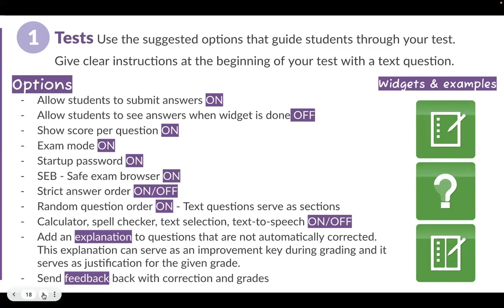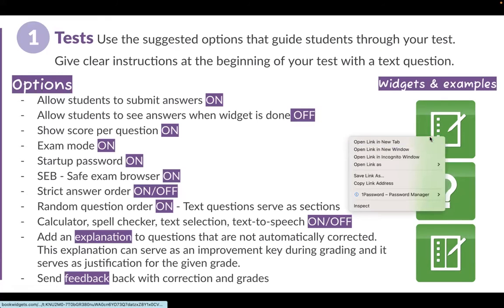You can also randomize your question order and create sections with text questions where the questions between text questions will be randomized. So it kind of creates a nice little pool. You can add an explanation to questions that are not automatically corrected and send feedback. So let's take a look at a few.